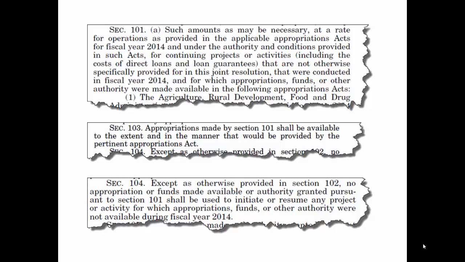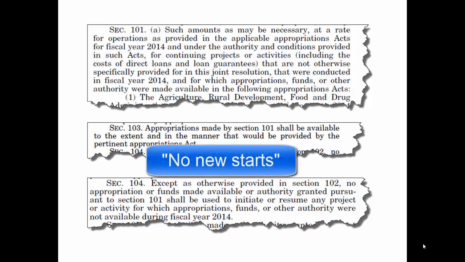This Section 104 language is referred to as the no new starts language. It tells us we cannot start any new programs while we're under a temporary funding scenario. This seems logical. Under a CR, we are basically treading water until Congress decides how to fund everybody. It only makes sense you would not start a brand new program during that time.